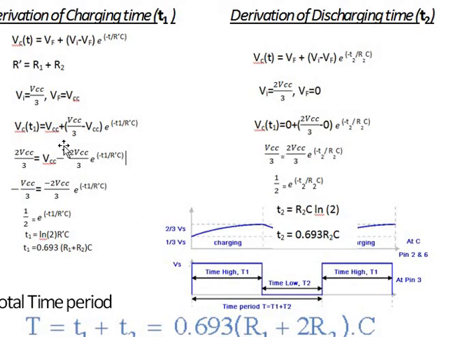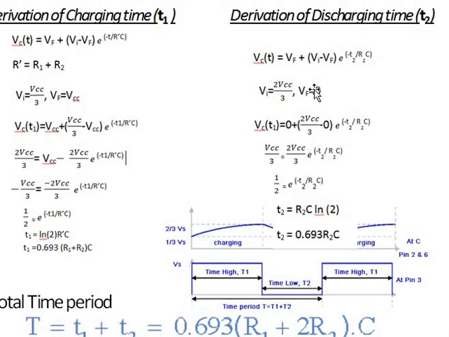So VC at T1 equal to VCC plus, on substituting the initial and final values, VCC by 3 minus VCC, equal to 2 VCC by 3, times e raised to minus T1 by R1 plus R2 times C. On simplifying, this gives T1 equal to 0.693 into R1 plus R2 into C. Right, this is T1.